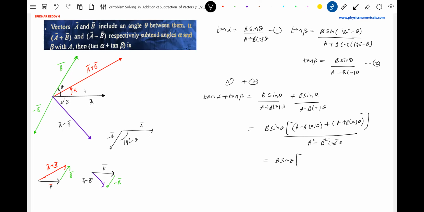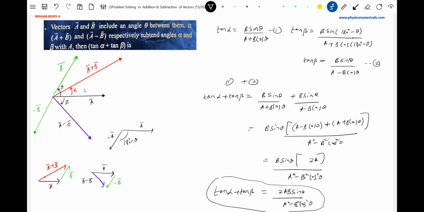So B cos theta will cancel out, so I'll get 2A, and this is A square minus B square cos square theta. The final answer will be 2AB sine theta over A square minus B square cos square theta. This is the required expression.